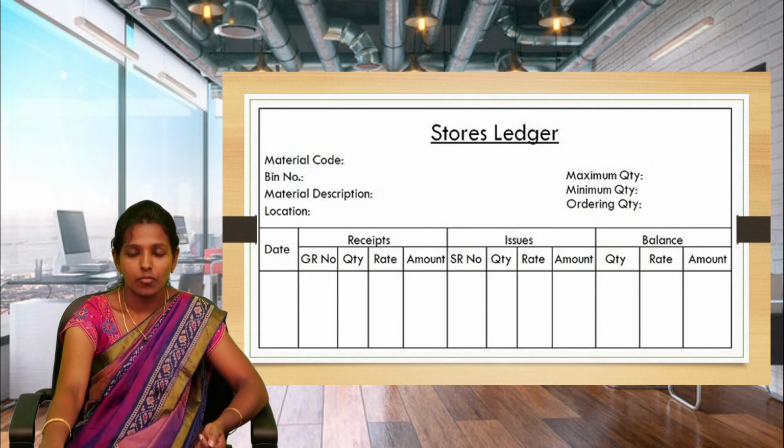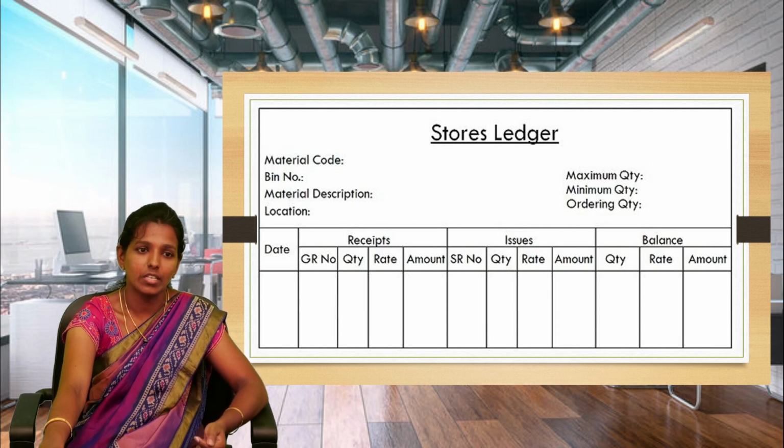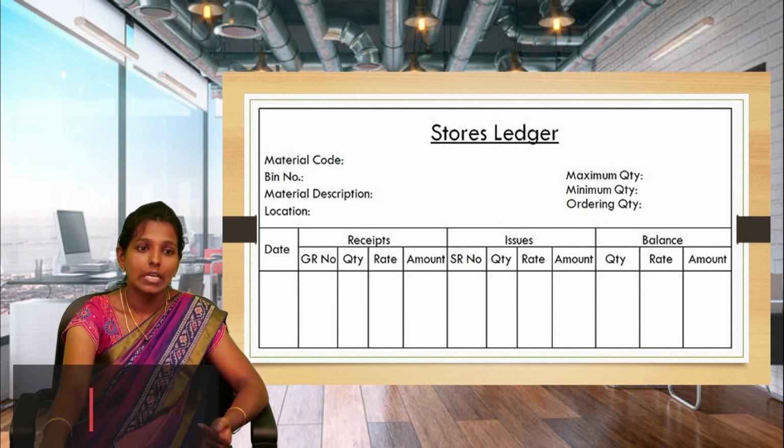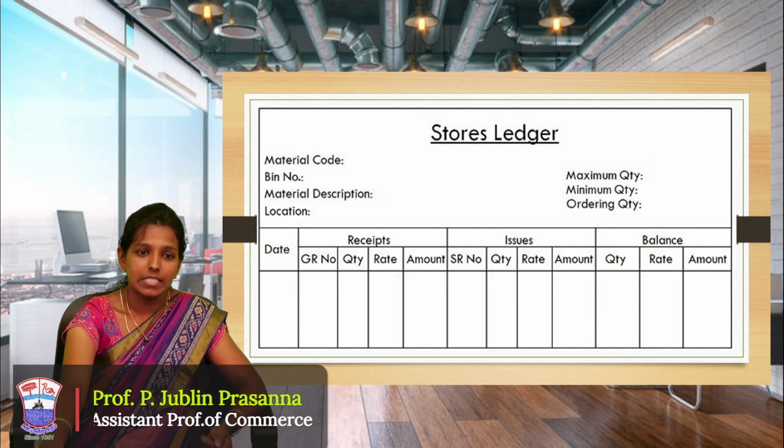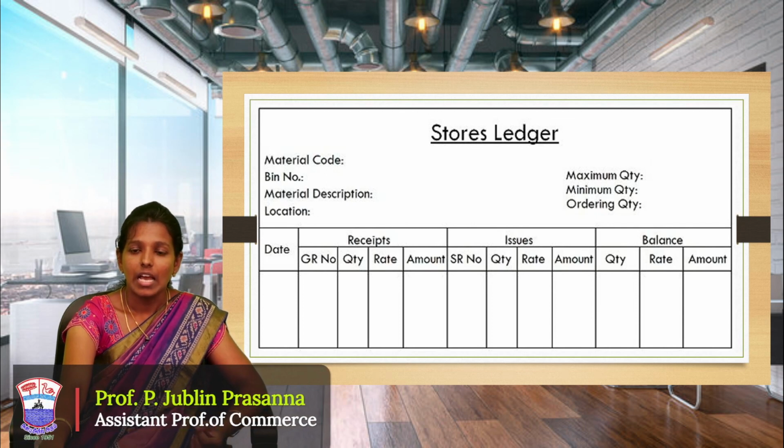So this is the format that is given for the stores ledger. It contains the material code, the bin number, the material description, and the location. As I already told, the maximum quantity, the minimum quantity and the reordering quantity will be mentioned in the stores ledger, and the receipts, issues and the balance will be clearly recorded with the particular period of time.